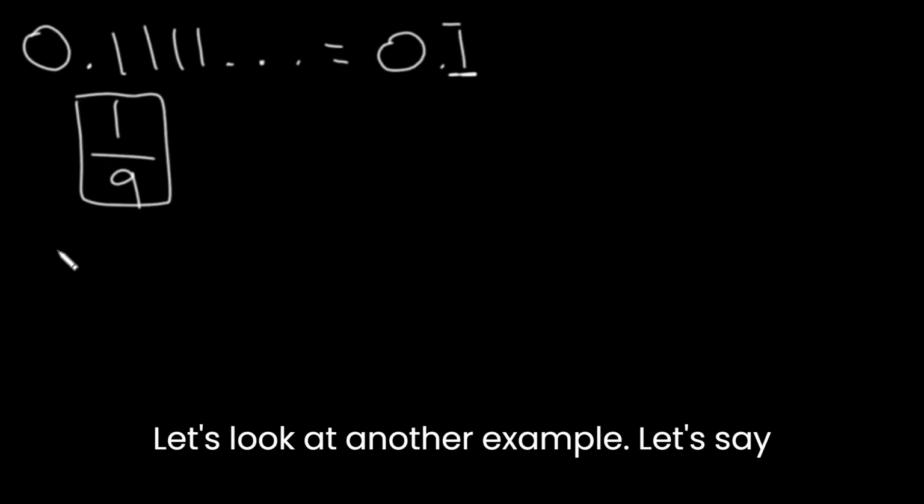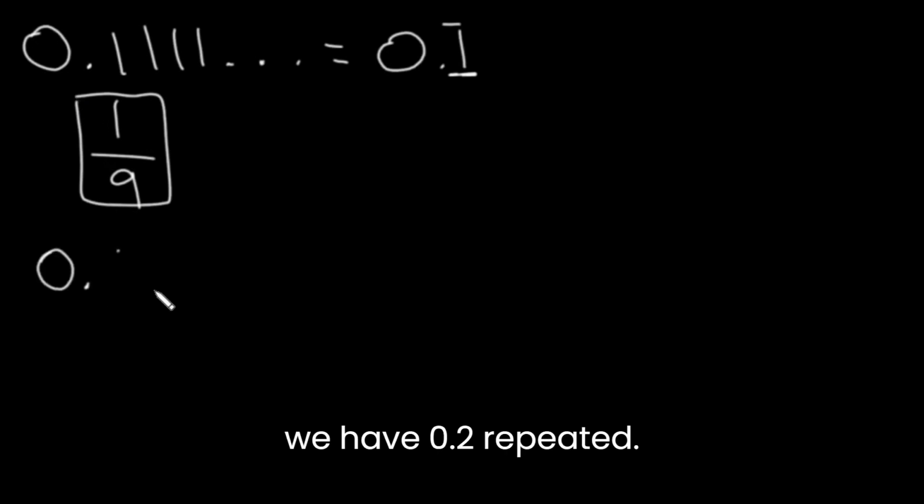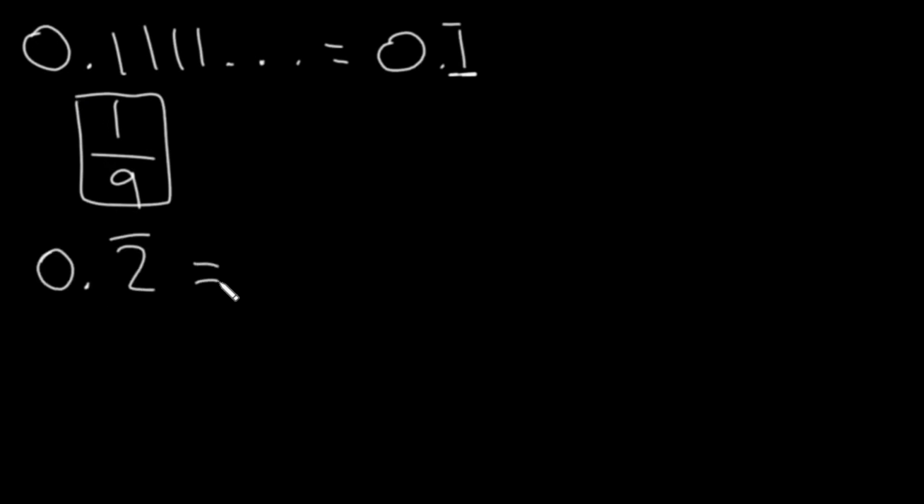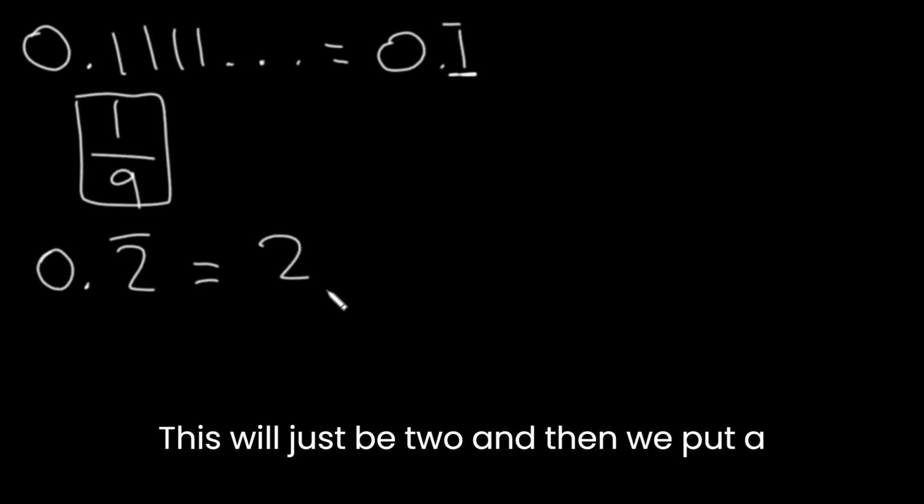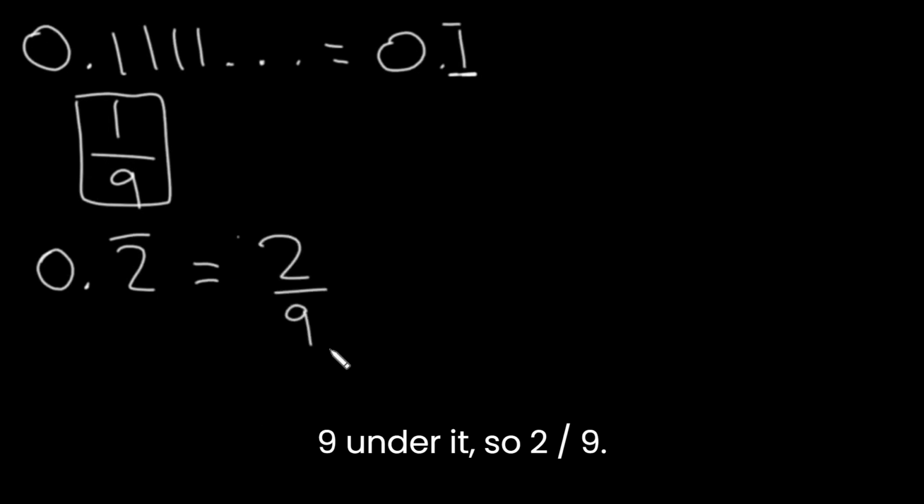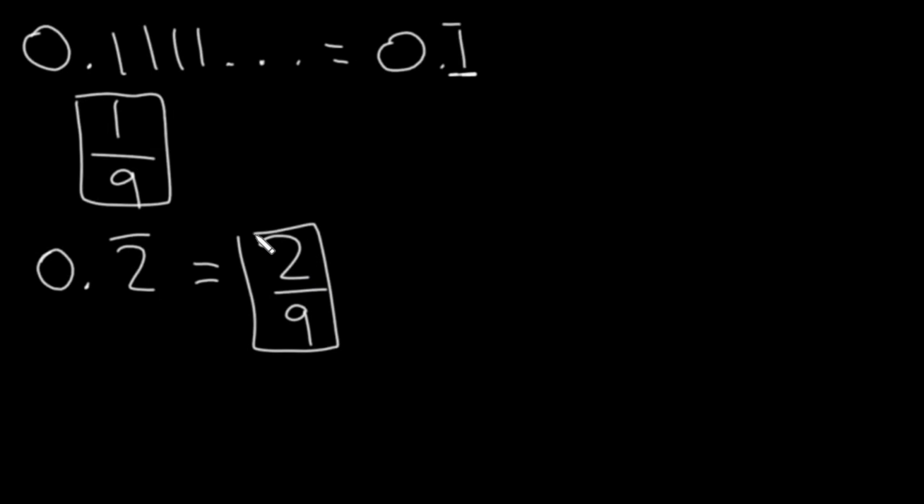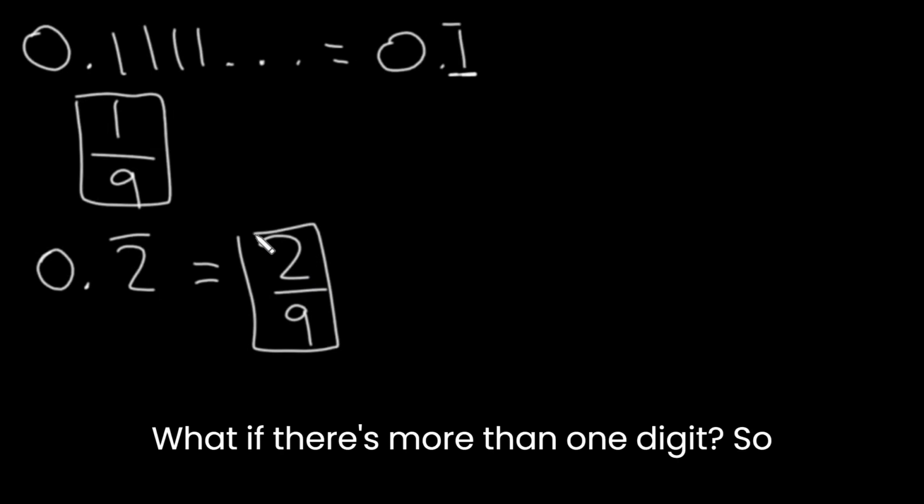Let's look at another example. Let's say we have 0.2 repeated. This will just be 2 and then we put a 9 under it. So 2 over 9. What if there's more than one digit?